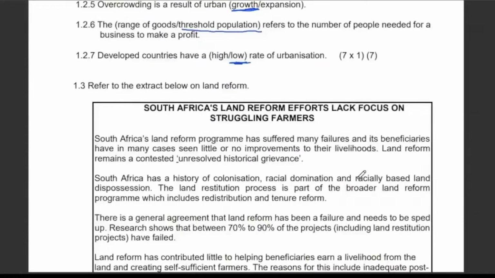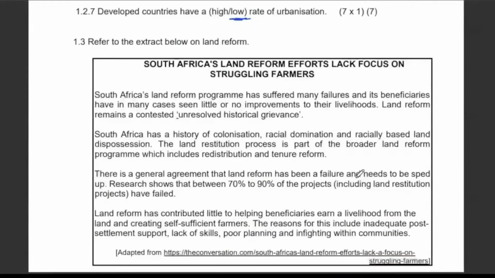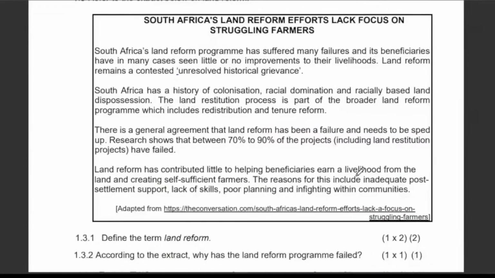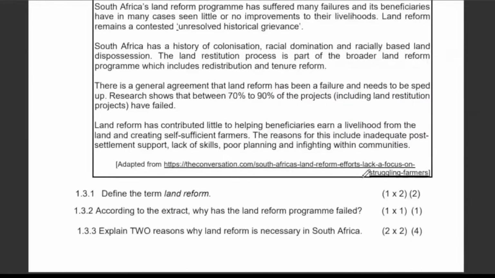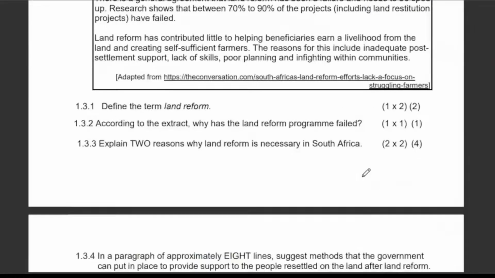That takes us to the end of question number 1.2. We move on to the next question, 1.3. Refer to the extract below on land reform. We are not going to go through the extract, but we are going to go through the questions. Define the term land reform. Right. When you are looking at land reform as a concept, we want to give a definition of land reform. What is the geographical understanding of the concept of land reform?